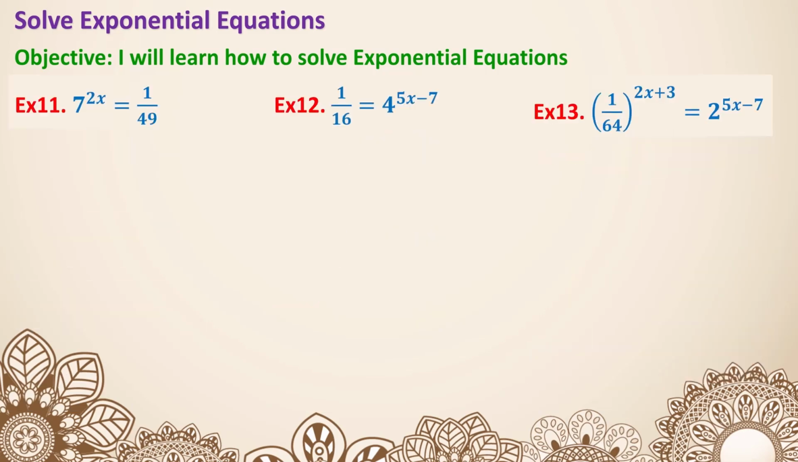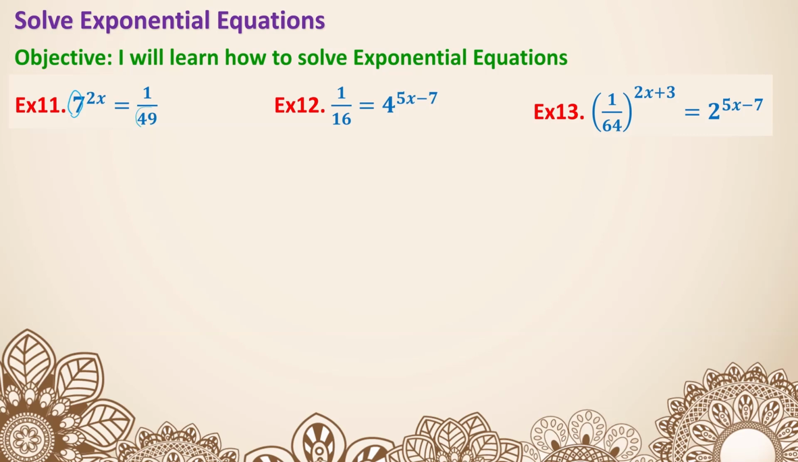Now the last 3 examples. Example 11. So this time we're dealing with the fractions. Left side has a base 7, and 7 can't go any lower, which means we have to rewrite the right side using 7.